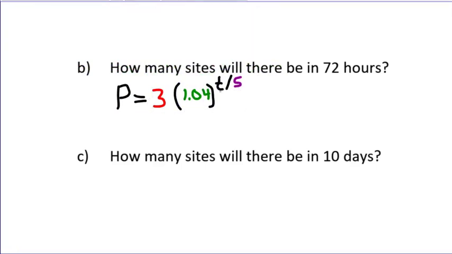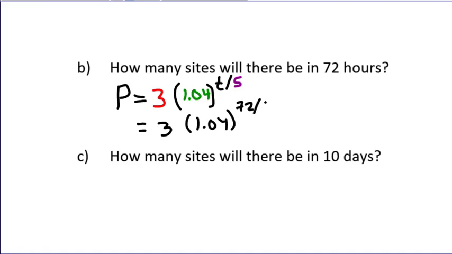So 72 is going to be the T. I had made the mistake on the previous slide there. I thought this was 5, but 72 hours, and 5 is in hours, so we're good. But as a little bit of foreshadowing, this one's in days, not in hours, so we're going to have to do something special about that. But 72 hours divided by 5, so we're going to put 3 to the power of, times 1.04 to the power of 72 divided by 5.